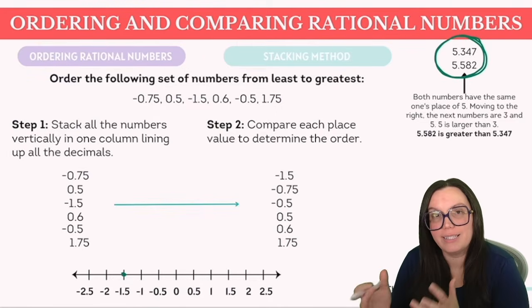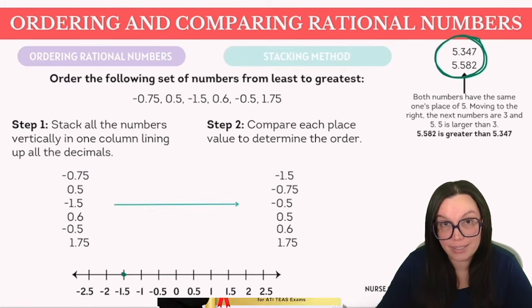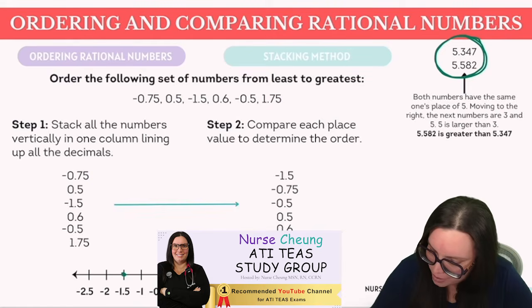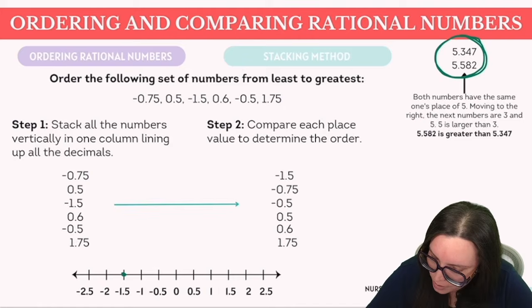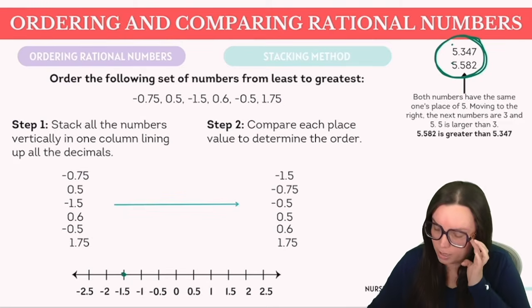So if we're looking at a set of numbers that are lined up by their decimal points, it really helps us understand how each number is greater than or less than. So looking at our two examples, we have 5.347 and 5.582. So we have to figure out which one is greater, which one is least. So we start with the first number to the left of our decimal. So they're both 5. So those are equal to each other. We can move on to the right.